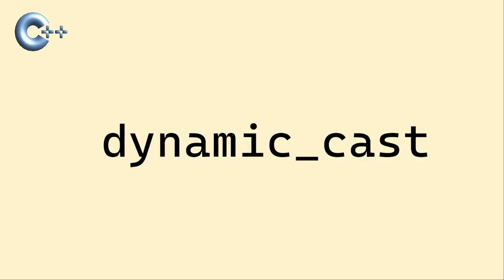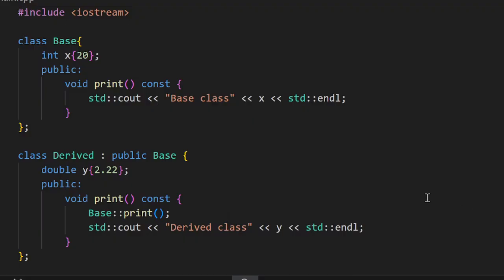Now, dynamic cast. Dynamic cast can be seen as an operator in C++, which can be used to check whether or not the conversion of a dynamic object to another type is possible or successful. We have this code to begin with, the base class with attribute x, which will be set to 20 by default, and it has a print function which displays this text followed by the value of this attribute, 20.